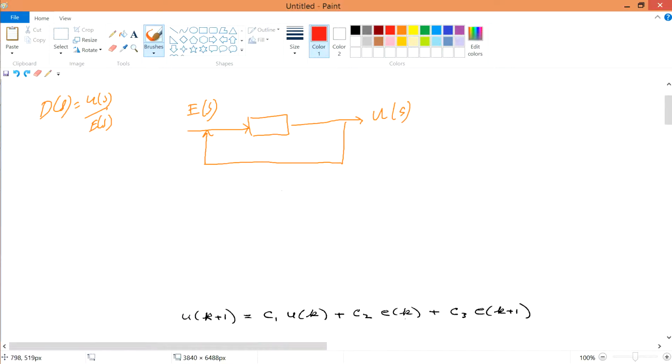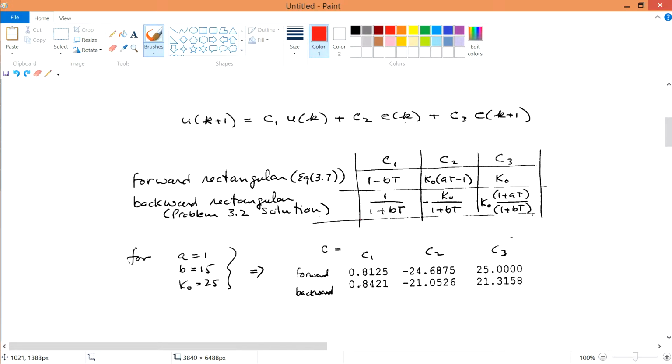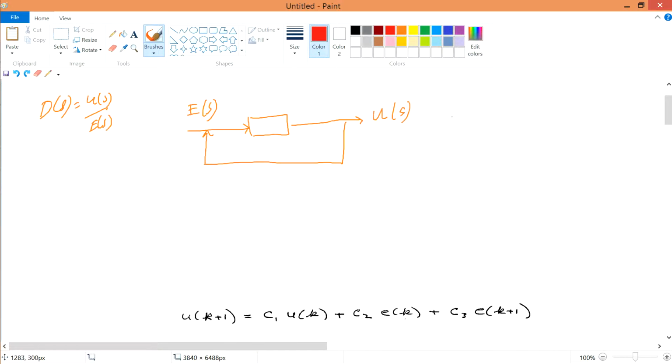Still remember, where does our general equation come from? It all comes from our D(s) equals U(s) over E(s), which is this transfer function over here. Correct? Now, if you want to go a further step, since we know our C1, C2 and C3 for the backward and forward loop, we are keen to solve for the rest of the system. We want to know how the graph works.